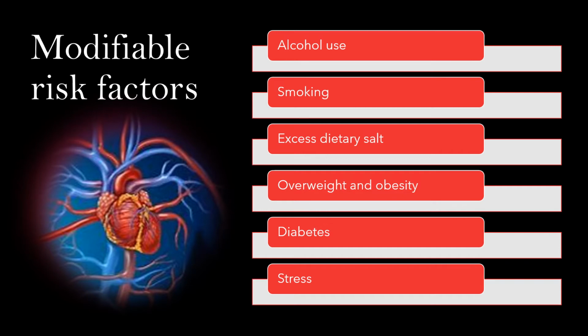So modifiable risk factors include alcohol use, smoking, excessive dietary salt, overweight and obesity, diabetes, and stress. When it comes to alcohol use, it is known that drinking too much alcohol can raise your blood pressure, so it causes the blood pressure to be high.